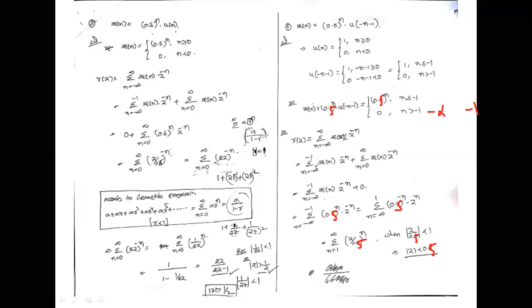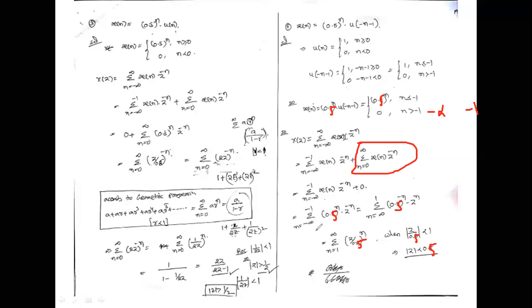Got it, my students? Now I am substituting in this equation. So the second term, whatever we have, is 0, because it is a left-sided sequence. Minus infinity to minus 1, x of n z power minus n, that is minus infinity to minus 1, 0.5 whole power n, z power minus n.